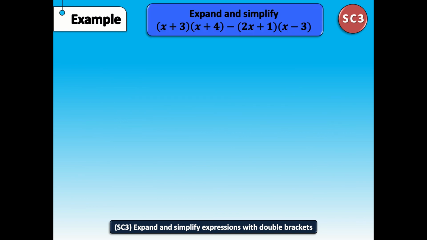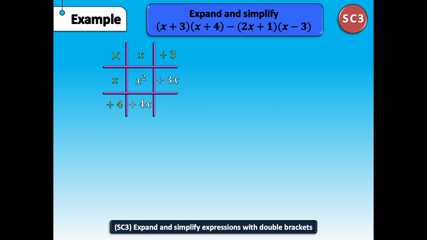Here's another example. So we start by multiplying x plus 3 times x plus 4. X times x is x squared. 3 times x is 3x. 4 times x is 4x. And 3 times 4 is 12. We can simplify that to x squared plus 7x plus 12.